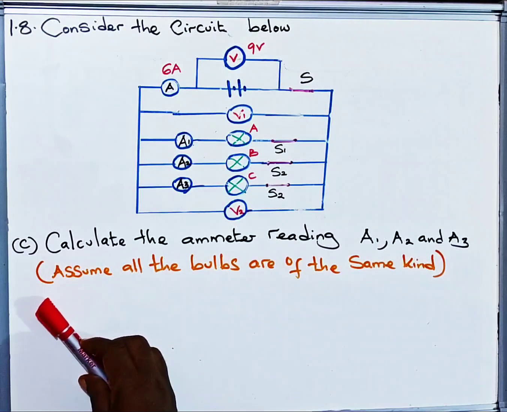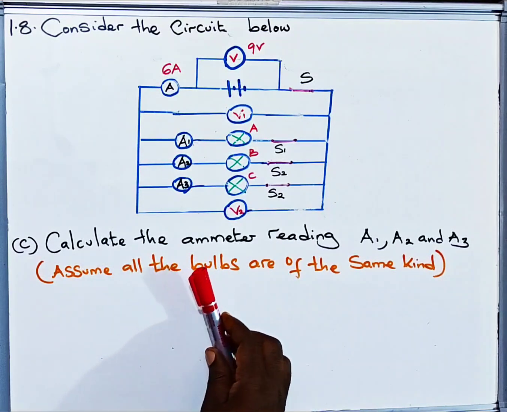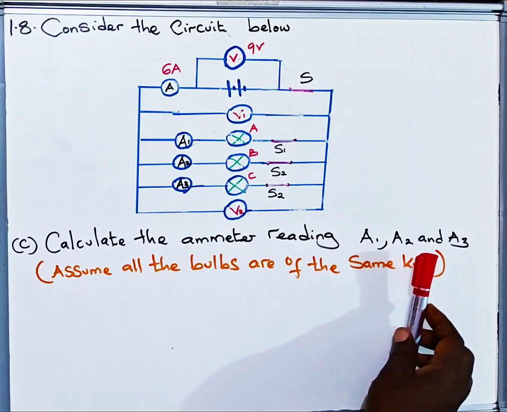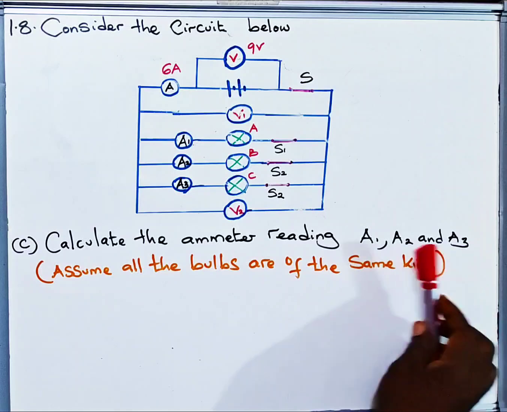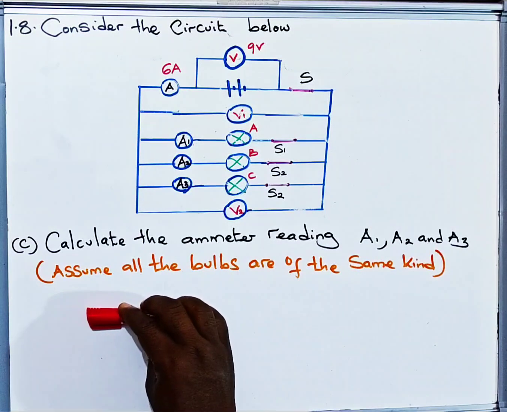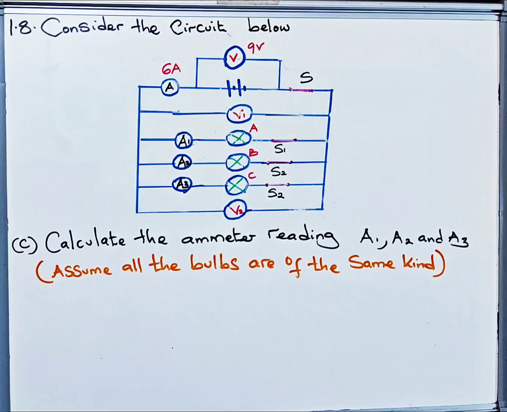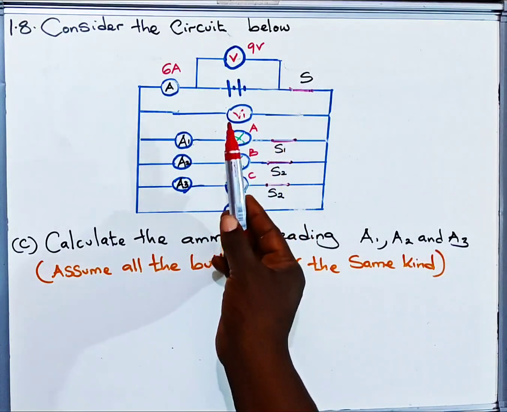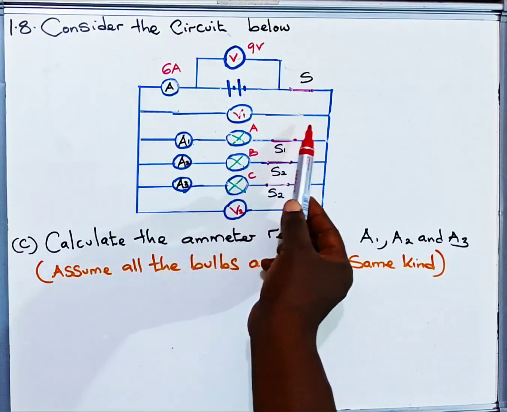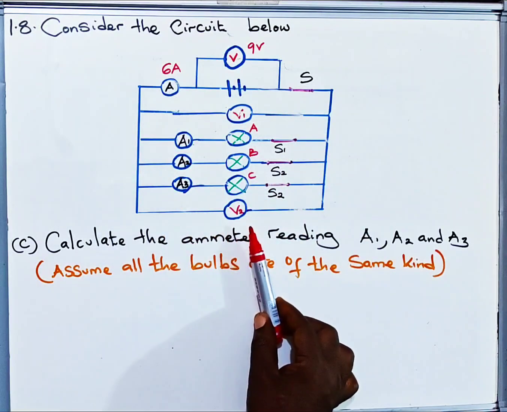Yeah, then we come to this question. It says that calculate the ammeter reading A1, A2, and A3. Here they say, assume all the bulbs are of the same kind. Okay. Yeah, what do we do? What do we know? This is what we know. First of all, you have to know that no current passes through the voltmeter. So we won't have current passing here and here.